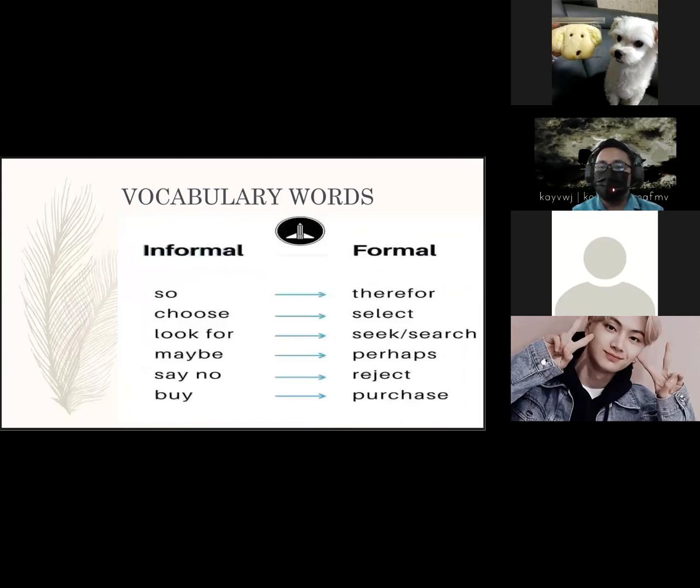Yan. So pwedeng gamitin natin si therefore, para hindi tayo puro so. Choose naman is select. Look for is to seek or search. Maybe, perhaps. Yung say no is to reject, and then buy is purchase.